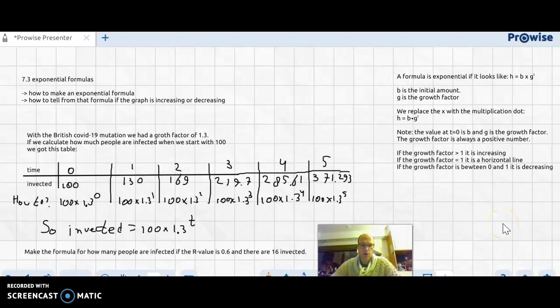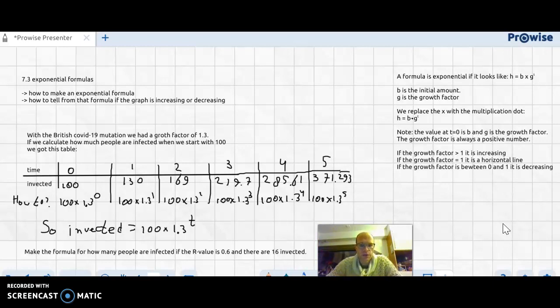Hey guys, welcome to this movie about paragraph 7.3, exponential formulas. We were talking first of all about exponential growth in the last paragraph, and then we had tables. With tables you can make graphs, but we can also make formulas, and that is what this paragraph is all about: how to make an exponential formula, and if you know the formula, how can you tell if the graph is increasing, going up, or decreasing, going down?